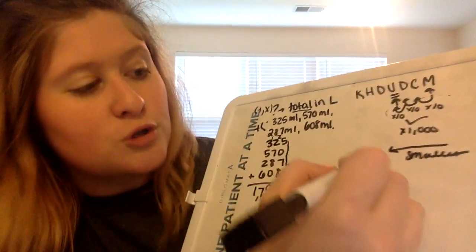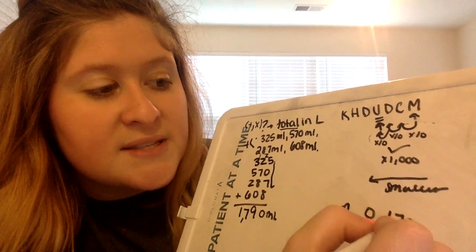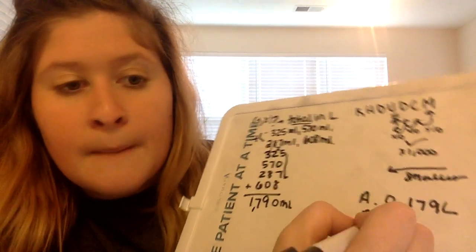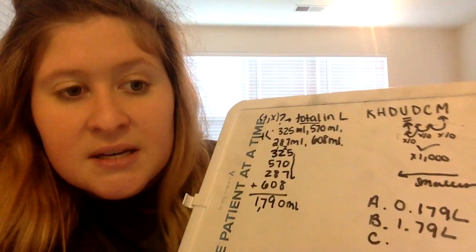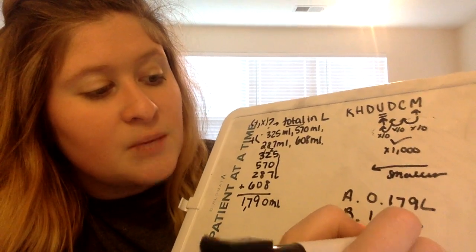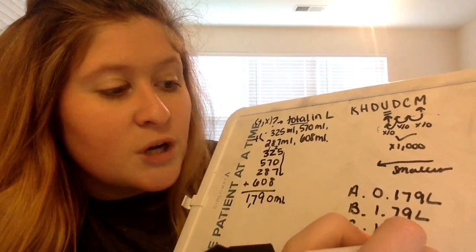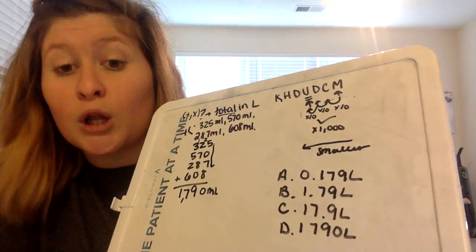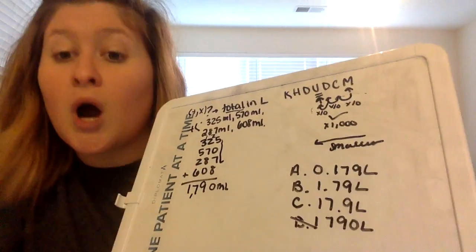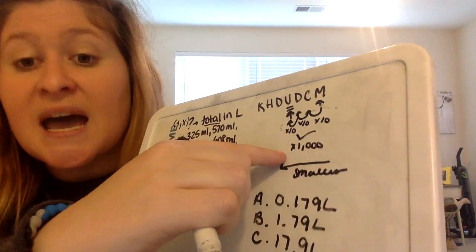Okay, well now let's look at our answer choices. A says 0.179 liters. B says 1.79 liters. C says 17.9 liters. D says 1,790 liters. So one of these is already garbage. We can get rid of it because my answer didn't get any smaller. So I know D is wrong straight off the bat because it didn't get any smaller. Okay, I needed to get 1,000 times smaller.